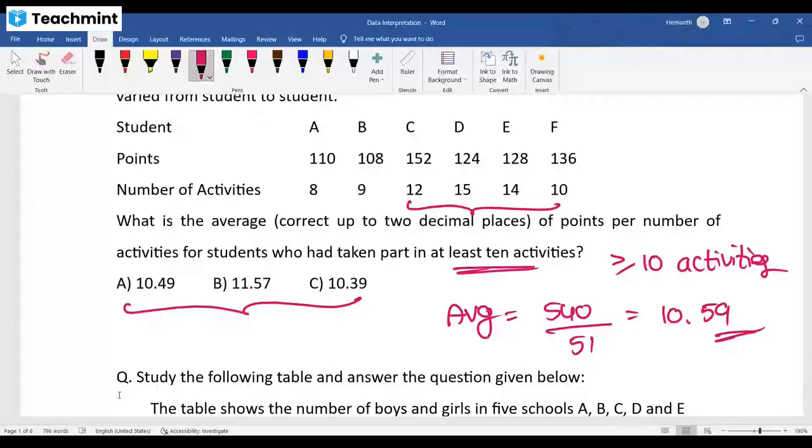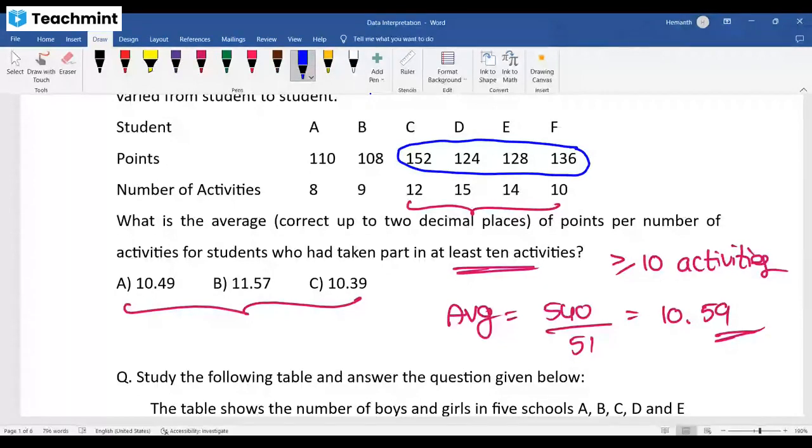We have to take only those with greater than or equal to 10 activities. If you do the sum divided by the total, you may get one of the options, but that's not the approach. They say a minimum of 10 activities is required. Adding this, we'll get 540, and adding below will give 51. They said at least, which means 10 is allowed. Greater than or equal to. Don't take only the middle case.